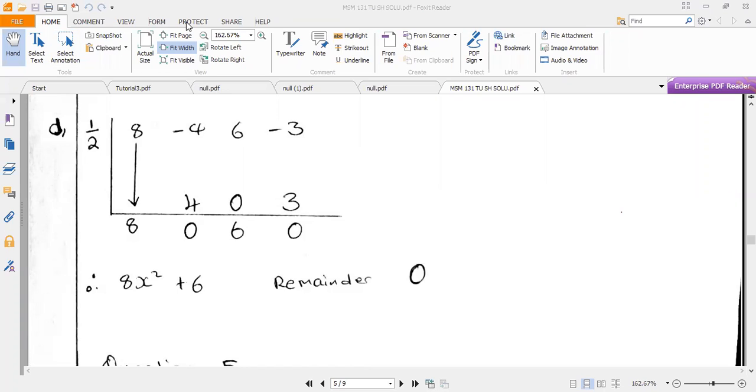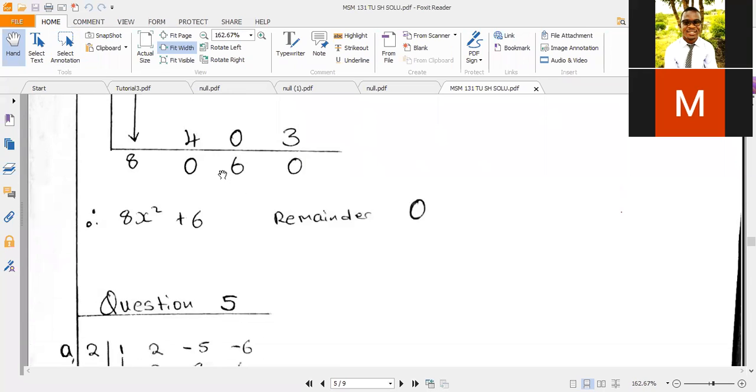So sir, the last number is always the remainder, like the last number we find there. Yes, like I mentioned, the last number is always the remainder.